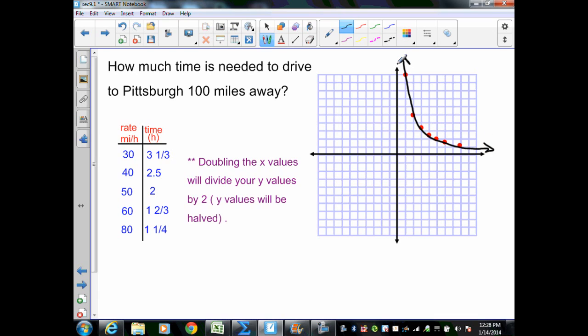Something to note on inverse variation is if you double the x values, you will then divide your y values by 2, or your y values will be halved. For example, at 30 miles per hour, it takes me 3 1/3 hours to get to Pittsburgh. But if I double x, which is 60, it will take half that amount of time. Instead of 3 1/3, it'll take me 1 2/3. If I look at 40 miles per hour, it takes me 2.5 hours to get to Pittsburgh. If I double 40 to 80, it doesn't take me 2.5 hours. It only takes me half that, which is 1.25.